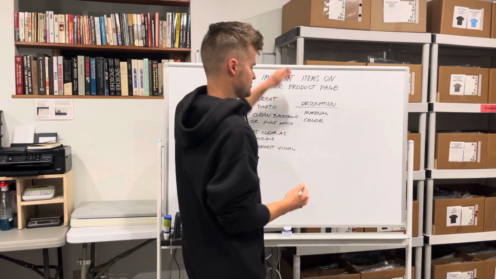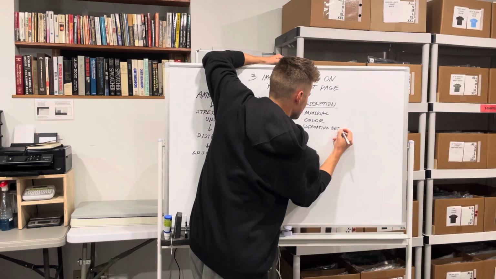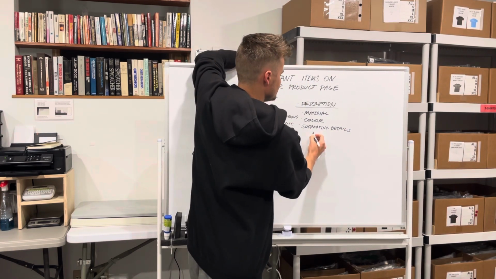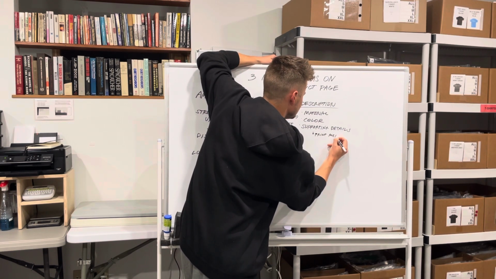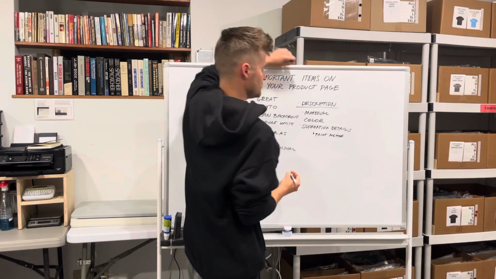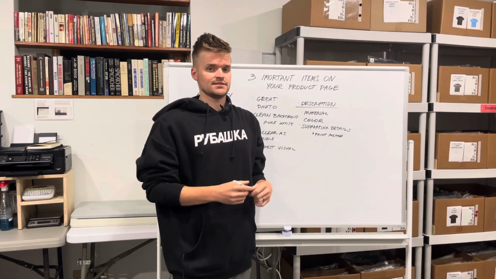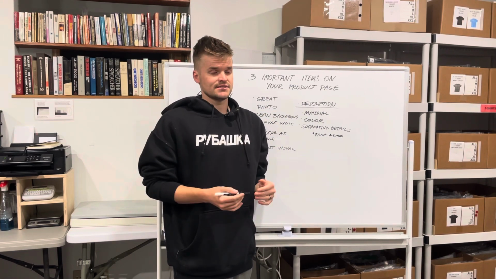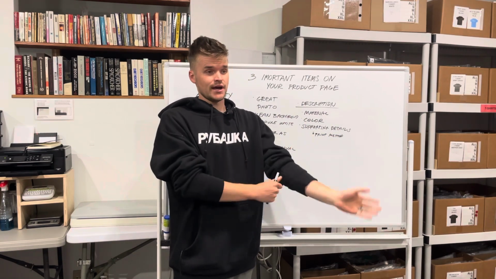Another thing that you should add in your description is supporting details. What I mean by this, for a t-shirt, would be the print method. This one is super important specifically for t-shirts or hoodies and stuff like that. So is your shirt screen printed? Is it sublimation? Is it DTG? Is it a heat press? Stuff like that. That way the customer knows exactly what they're buying.